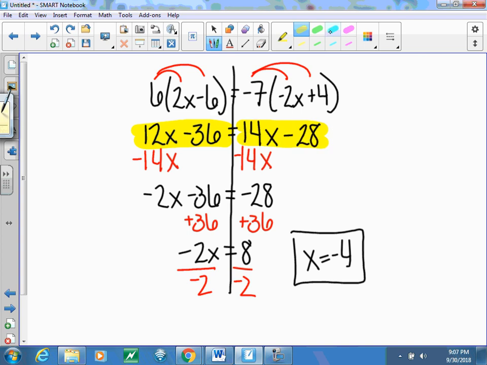I don't have to do any simplifying on the left or the right, but we've got to make sure that we get our variables on one side. So if I subtract 14x from the right, I have to subtract 14x from the left as well. And then it just gets me down to my final 2 steps, where I can get rid of that third wheel of -36 by adding, and then we can divide. And our answer is -4.